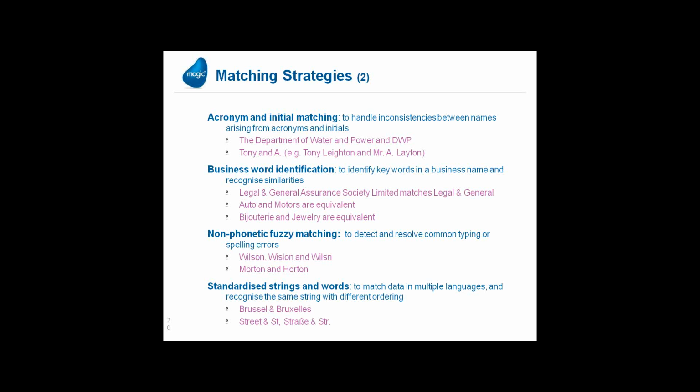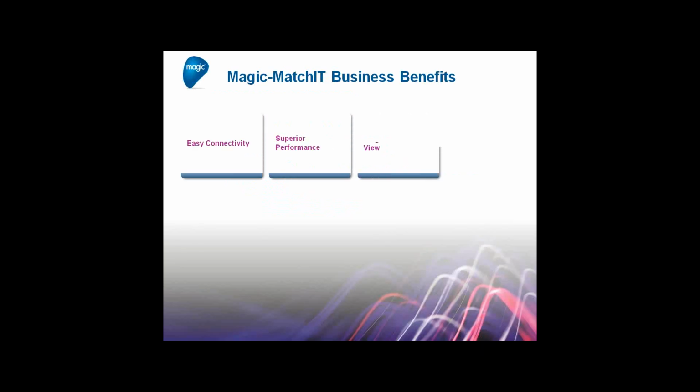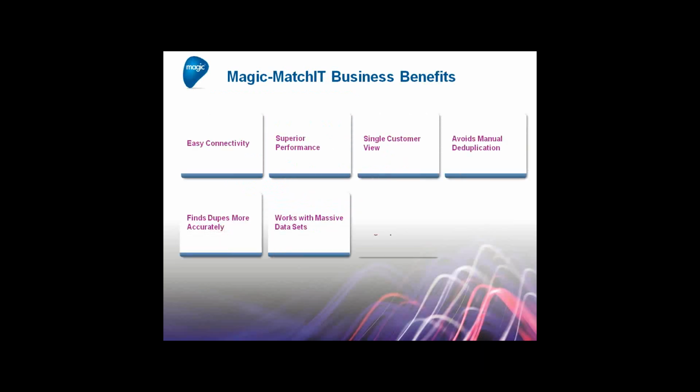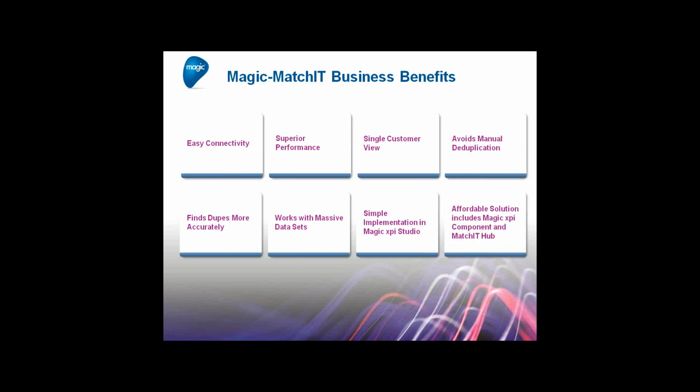Particularly place names often are spelled differently in different languages, Brussels and Bruxelles, for example. So these various kinds of matching strategies are applied, and from the application of this, your data quality improves dramatically. You get much improved business processes and performance.